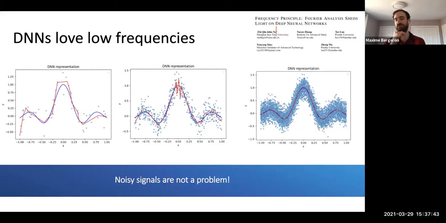Now, there's this other really interesting phenomenon, which is that deep neural nets love low frequencies. So I'm playing the same game here. There's this thing called the frequency principle, where deep neural nets, empirically, when you're training them, you notice that they fit low frequencies first and higher frequencies later. So they're not just learning the function as is.